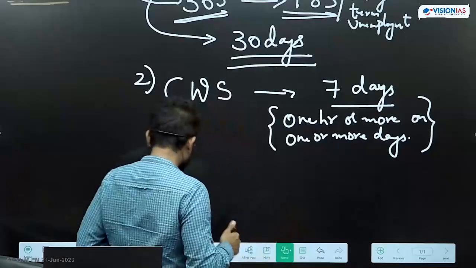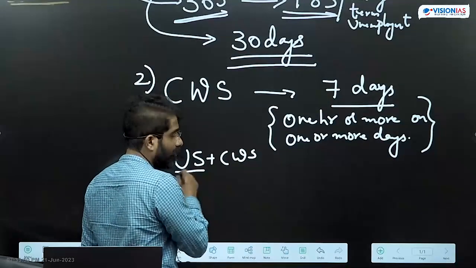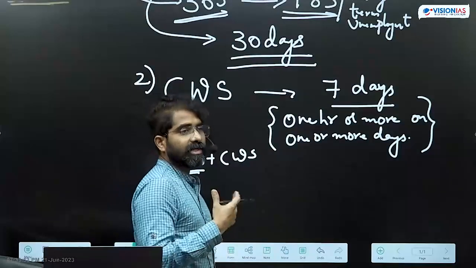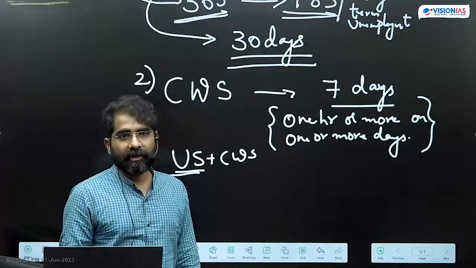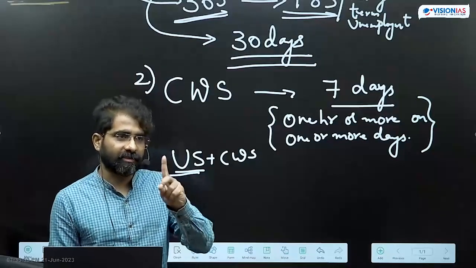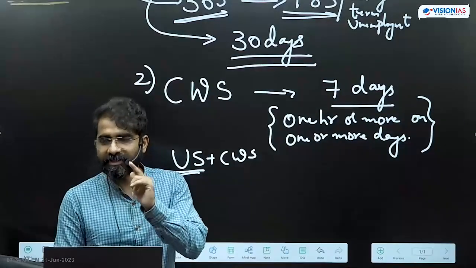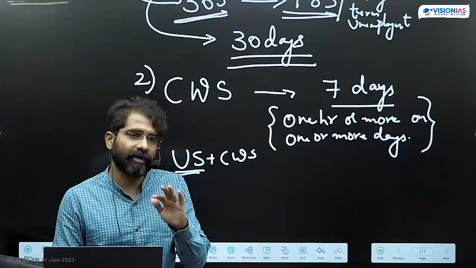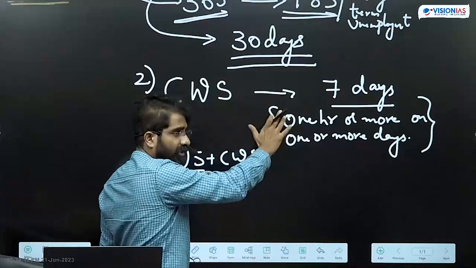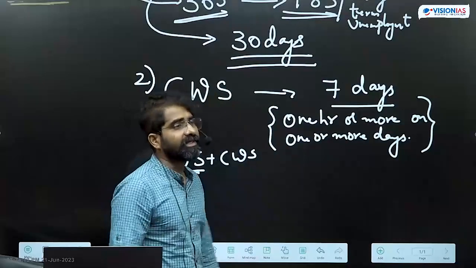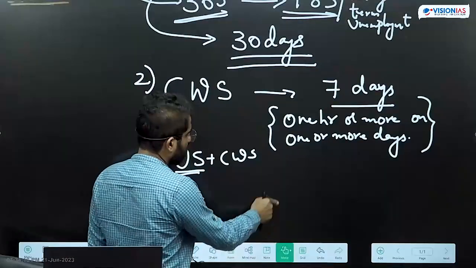If you use US plus CWS together, what will happen? US will tell you whether he is chronically unemployed or not. Then you will check, in a 1 week period, is he really employed for at least 1 hour? At least he is not idle in the 1 week period. In 1 week period, did he get at least 1 hour of employment or not? This is what is going to be checked in the CWS. Is this clear? This measures something like the intermittent unemployment problem. Is that okay? Then we have something called the CDS.